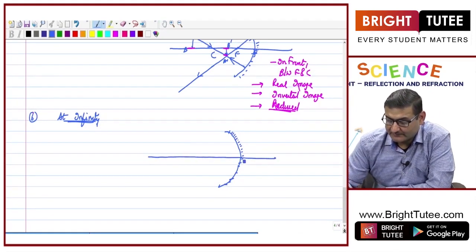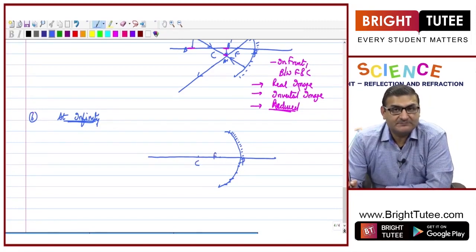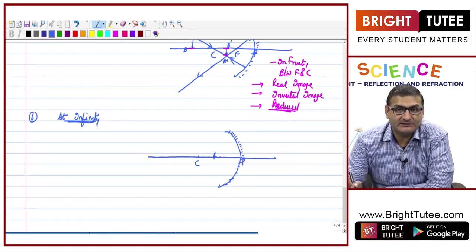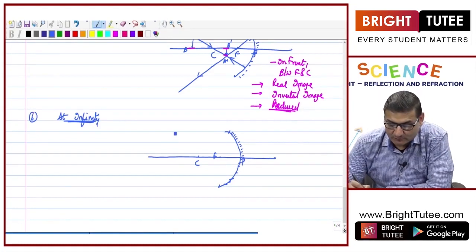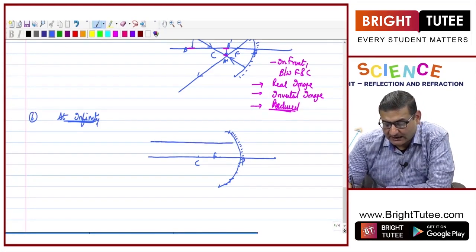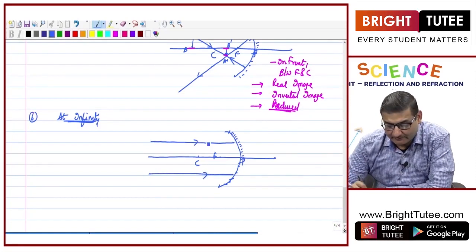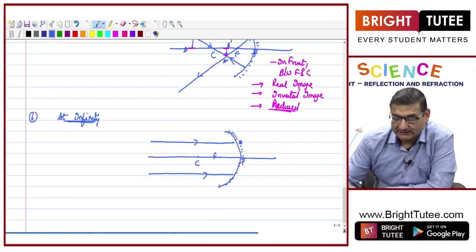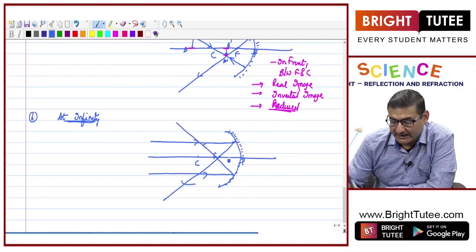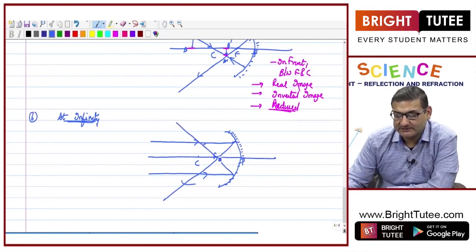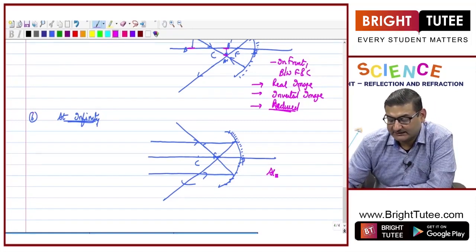This is principal axis P, F and C. Now, because the object is placed at infinity, we cannot show the object. We will just show the various light rays which are coming from that particular object. And we assume that those light rays are coming parallel to the principal axis. When both the light rays are coming parallel to the principal axis, after reflection they are supposed to pass from the focus, and we see that the image of this object will be formed at focus itself only.